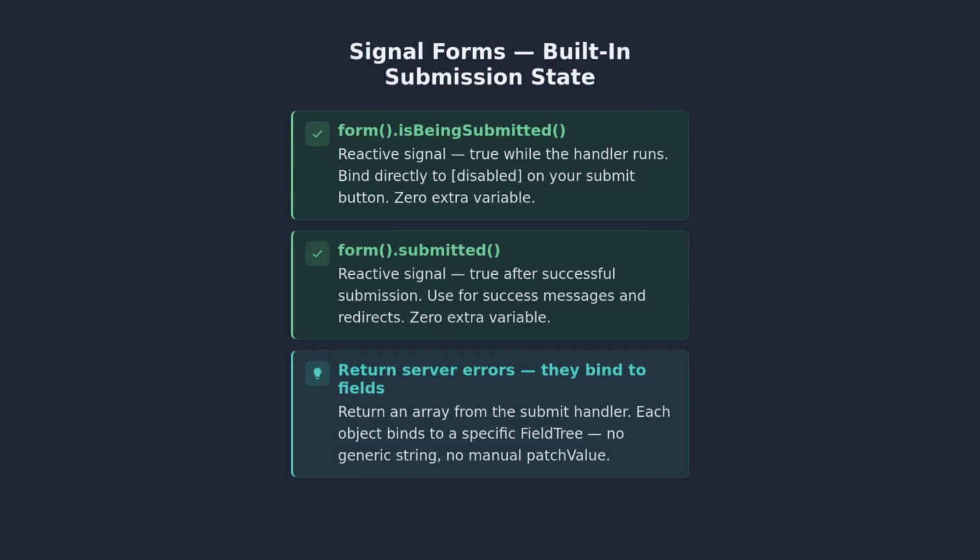Signal Forms replaces all 3. Submitting is a reactive signal, true while the handler runs, bind it directly to disabled on your button. Submitted flips true on success. Server errors aren't strings. Return them from the submit handler and they bind to specific field trees automatically.